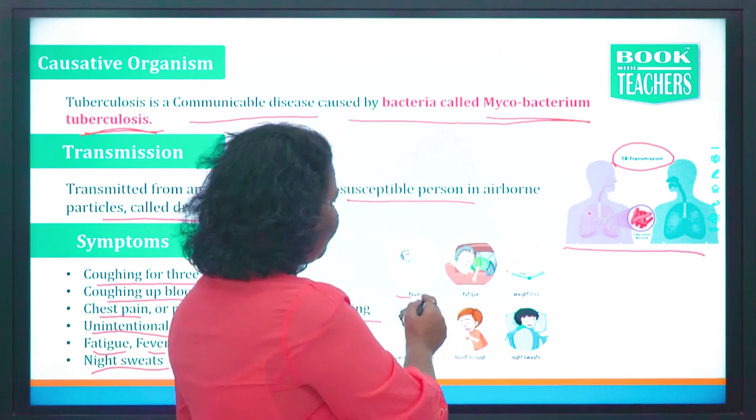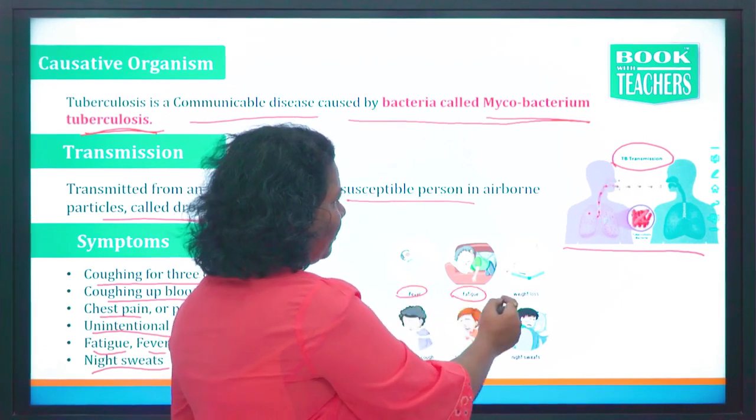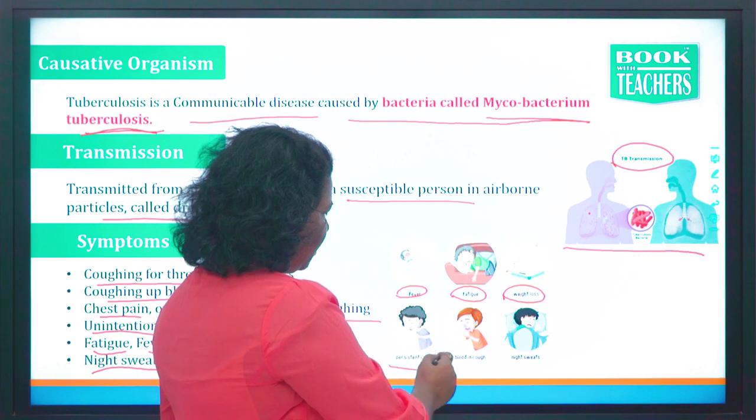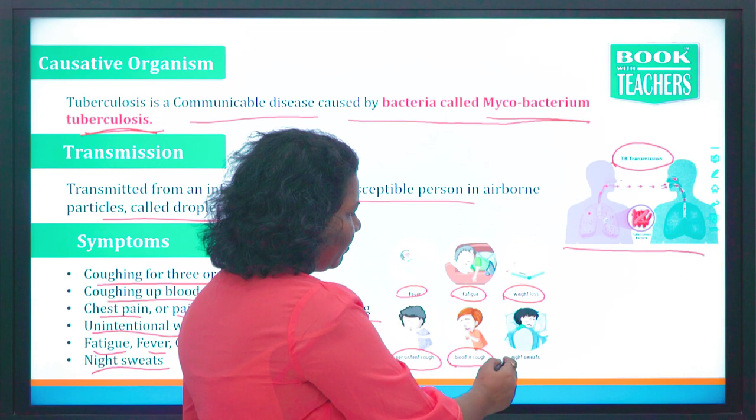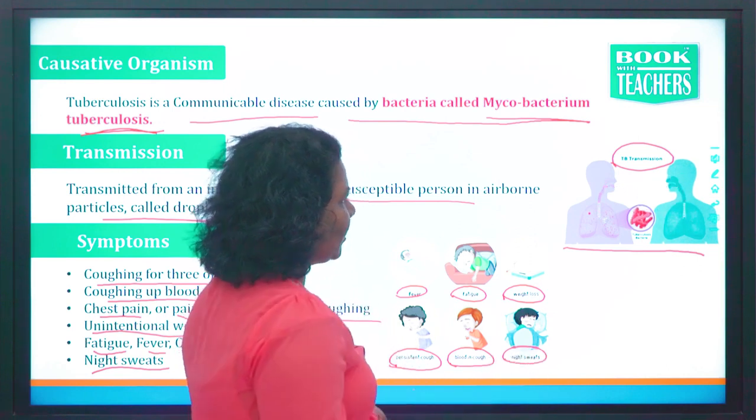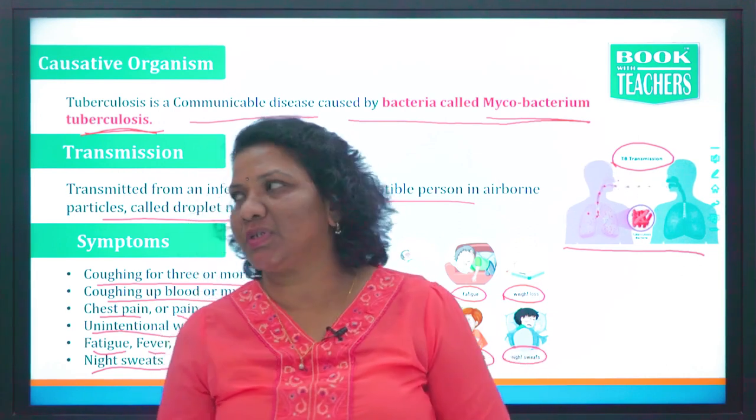So, this is how the transmission takes place, right? The symptoms are fever, fatigue, weight loss, coughing, persistent cough for 3 to 4 weeks, blood in cough, and night sweats. These are the symptoms of tuberculosis.